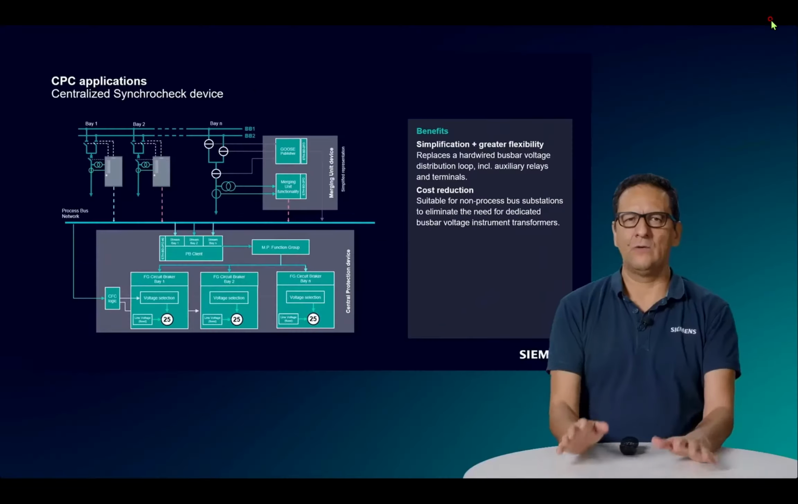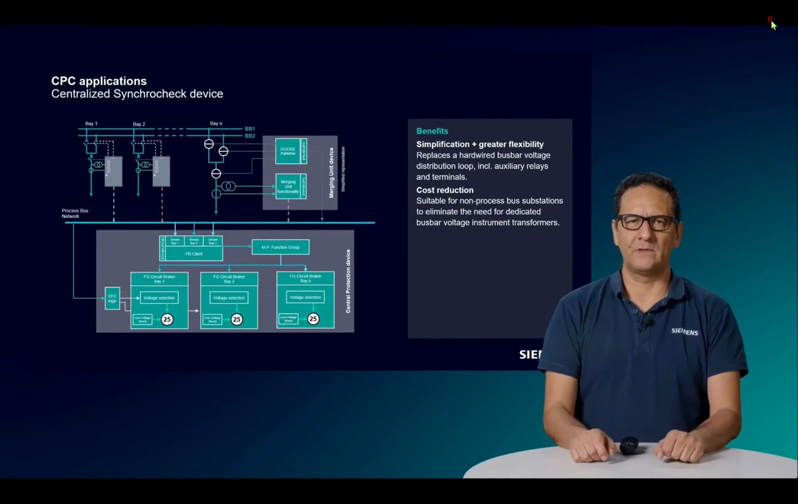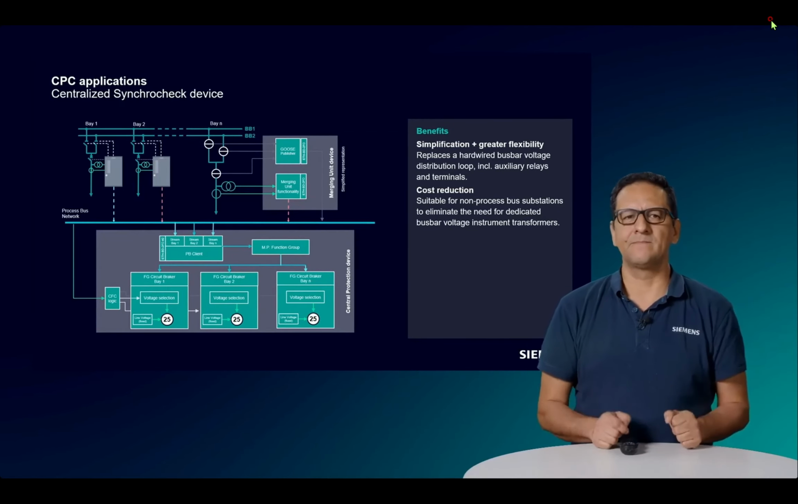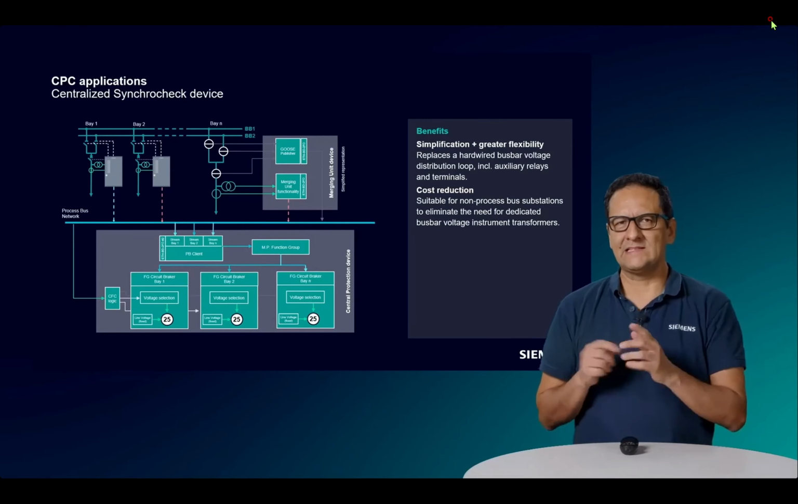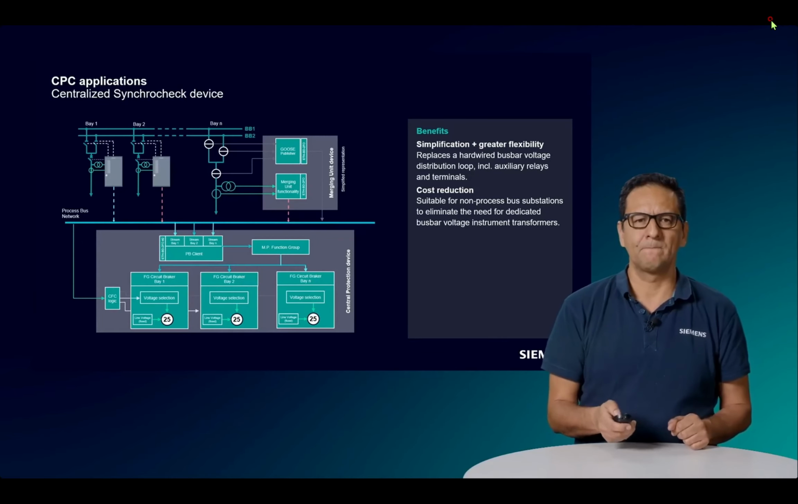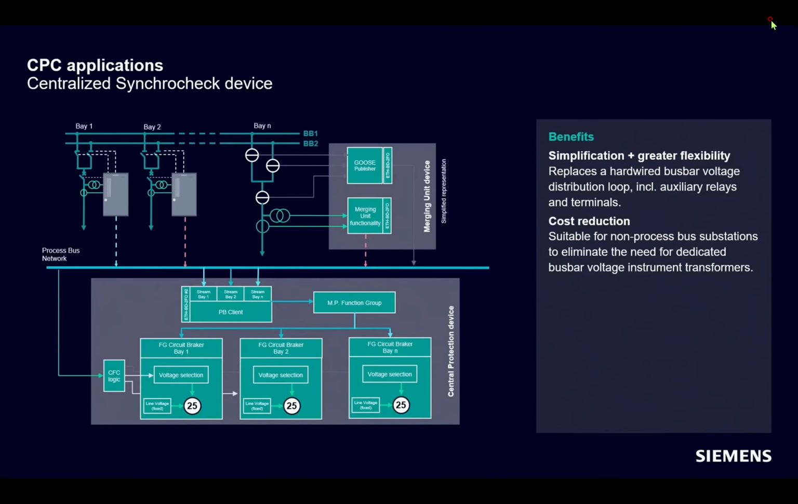Now, how does the Siemens solution work? We use sampled measured values to get the busbar voltage for busbar A and B. As you can see here, we have a double busbar application. The system selects the right voltage based on the position of the isolator that is connected to busbar A and the circuit breaker position from bay 1.